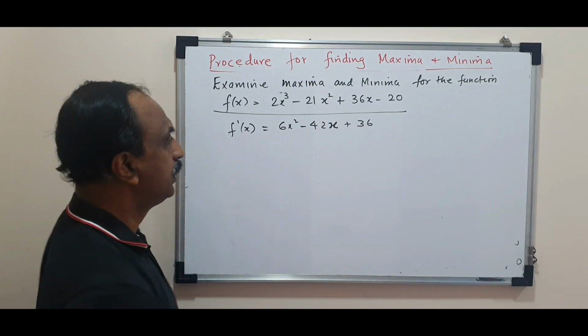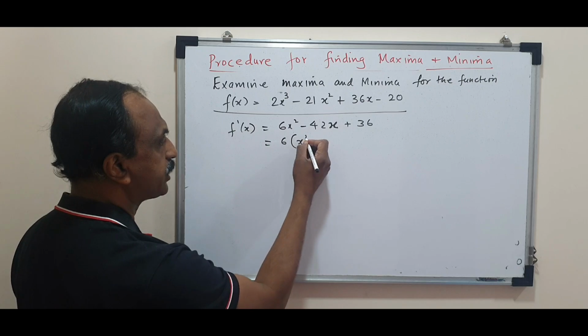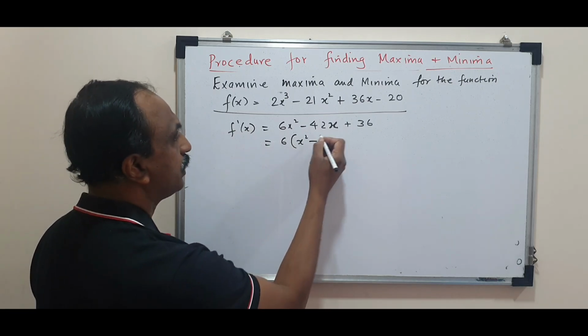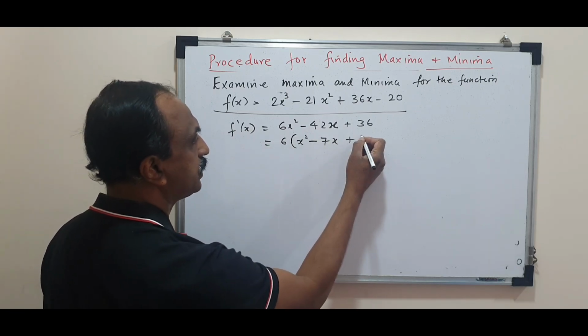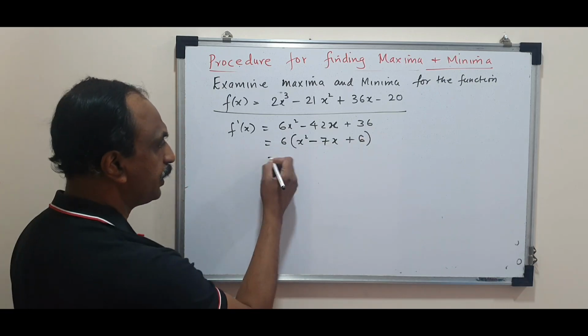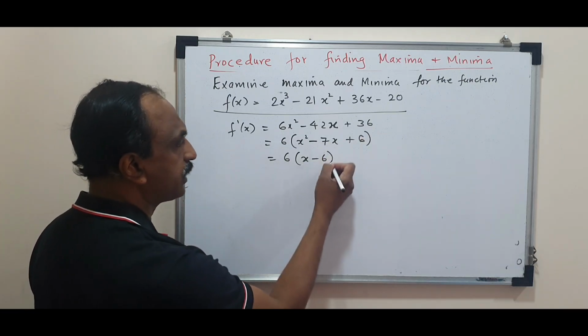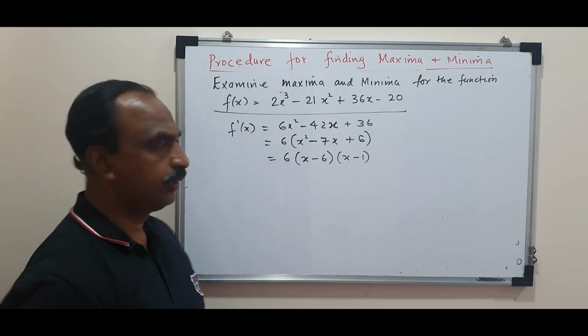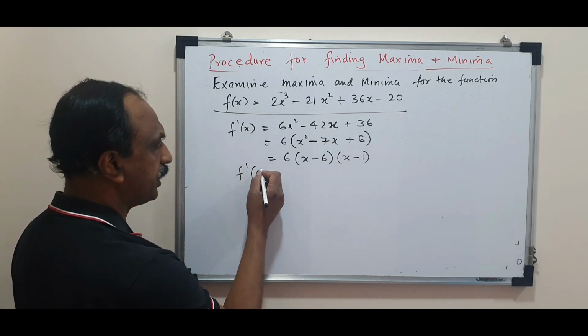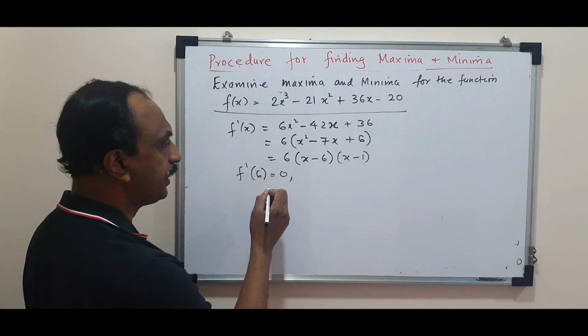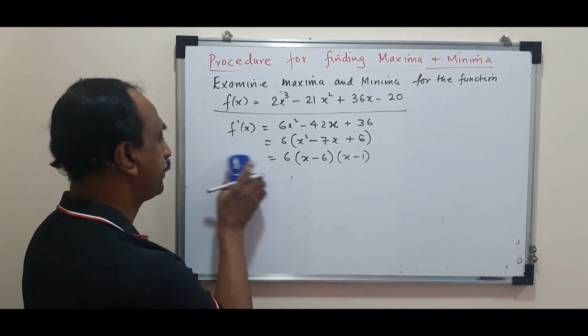42x plus 36. 6 is the common factor. So x square minus 7x plus 6. This can be factorized as x minus 6 into x minus 1, which means f dash of 6 is 0. Or we'll do one thing, we'll equate f dash x to 0.